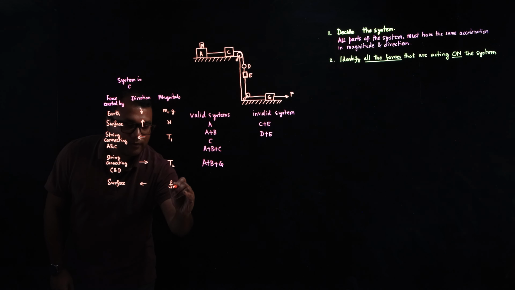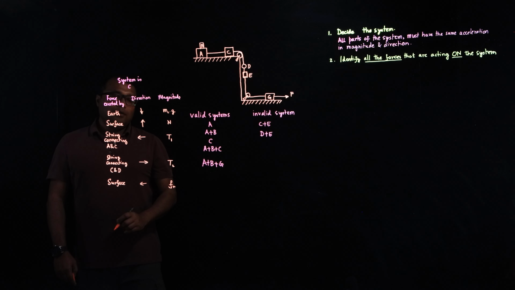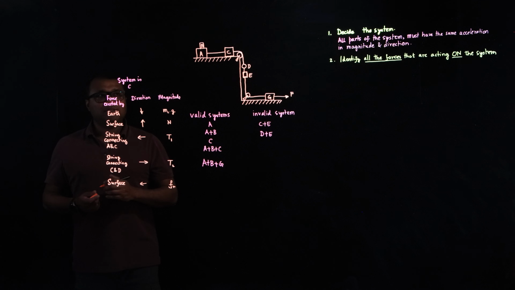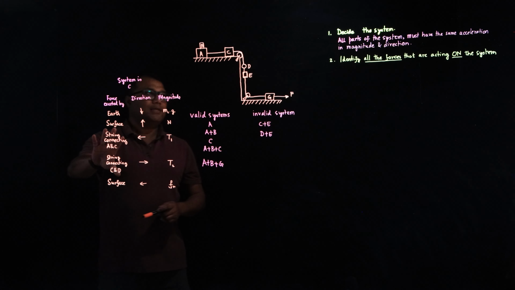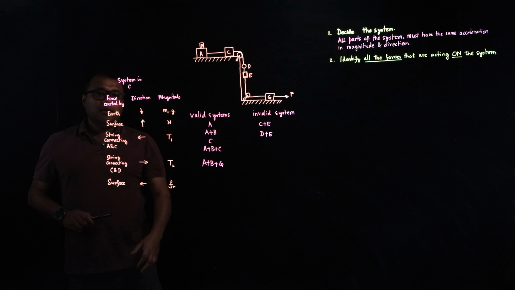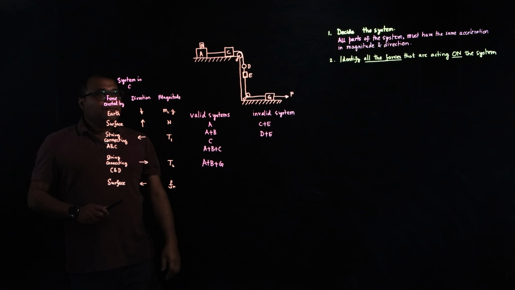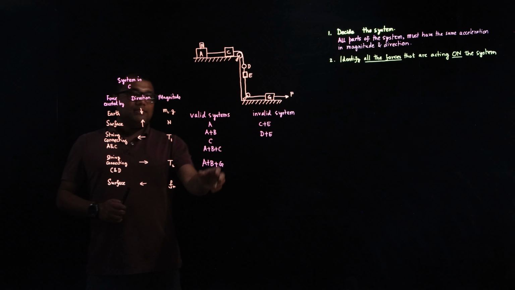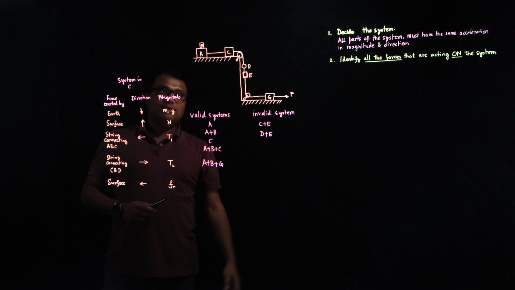So we can write Fr, which is typically the coefficient of friction of the surface. Let's assume that as K, K times the normal reaction. So these are all the forces that are acting on the system. Now, the list of forces will be different if I consider B as my system, or if I consider A plus B plus C as my system.